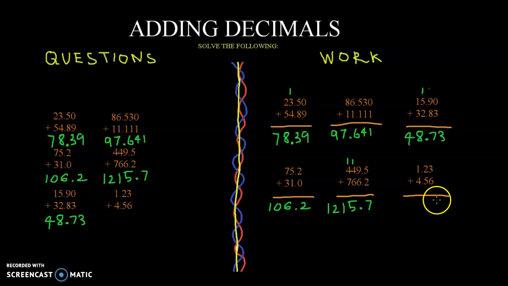Okay, now next one. 6 plus 3 is? 9. And 5 plus 2 is? 7. And then 4 plus 1 is? 5. Our answer is 5.79. That is correct. 5 and 79 tenths? No, that's not how you say it. 5 and 79 hundredths. Okay? You get it?